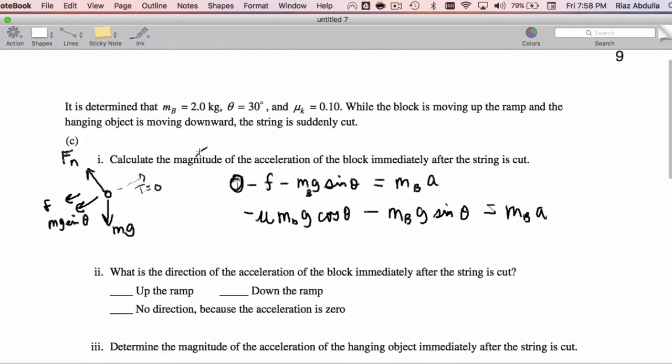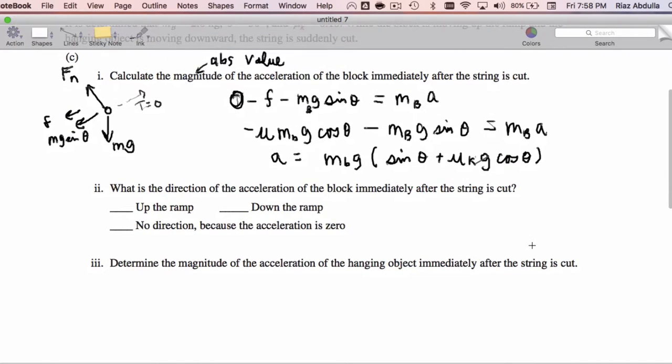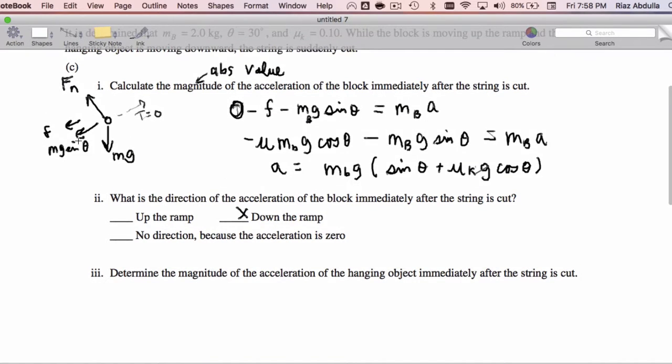So if we want the magnitude, which is another way of saying absolute value, the acceleration is going to end up being g times sine theta plus mu kinetic g cosine of theta. All right, now the direction of the acceleration of the block immediately after the string is cut is down the ramp, and we see that from the free body diagram.